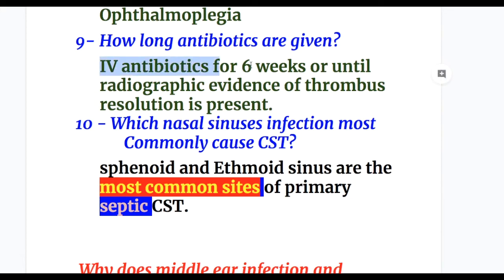Question 9, how long are antibiotics given in CST? IV antibiotics for 6 weeks or until radiographic evidence of thrombus resolution is present. And the last question, number 10, which nasal sinus infections most commonly cause CST? Sphenoid and ethmoid sinuses are the most common sites of primary septic cavernous sinus thrombosis.